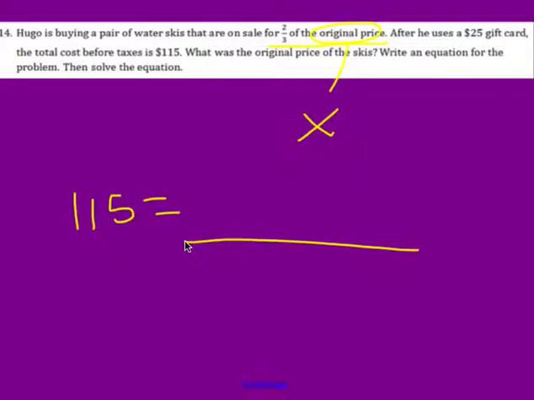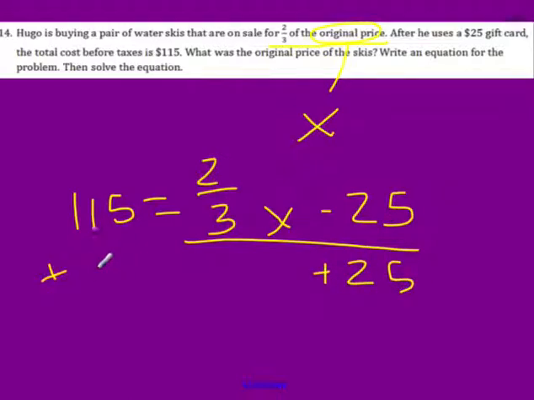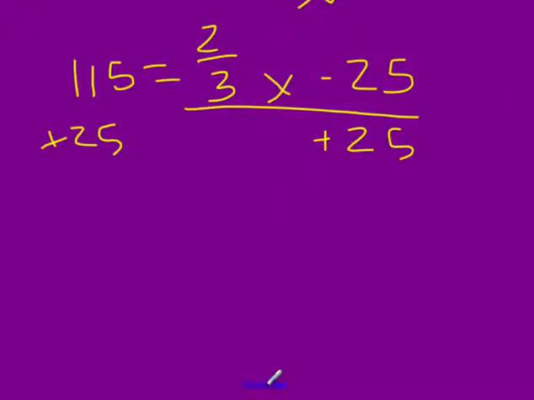For starters, there was the original price of the skis, that was x. And we got it for 2/3 of that original price. We also had a $25 gift card that we subtracted. So now we want to figure out what the original price is. I'm going to do that by starting to add 25 to both sides. 115 plus 25 gives me 140, and that's equal to 2/3 x.